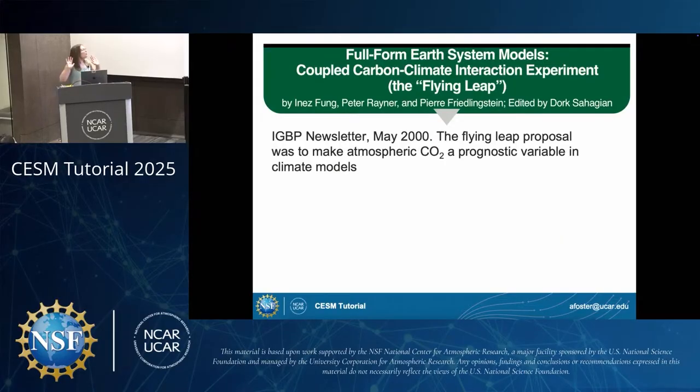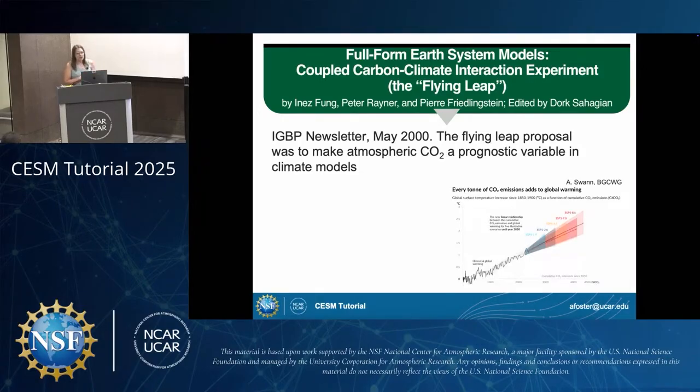So this launched what was called the Flying Leap proposal by Inez Fung, Peter Rayner, and Pierre Friedlingstein 25 years ago, which was an idea to have prognostic CO2 in the atmosphere from Earth system models like CESM. Instead of saying, this is how much CO2 is in the atmosphere, we actually want to model it using the carbon cycle. And this matured into a figure like this, showing that the link between CO2 emissions and temperature change is critical and depends on the emission scenario that you choose. That impacts how much warming you'll get. So crucially, we need to understand the carbon cycle in order to predict temperature change.